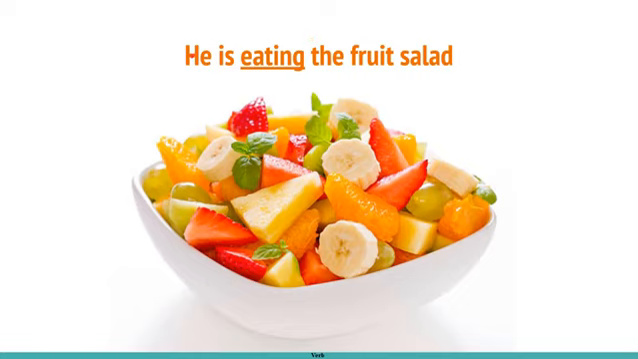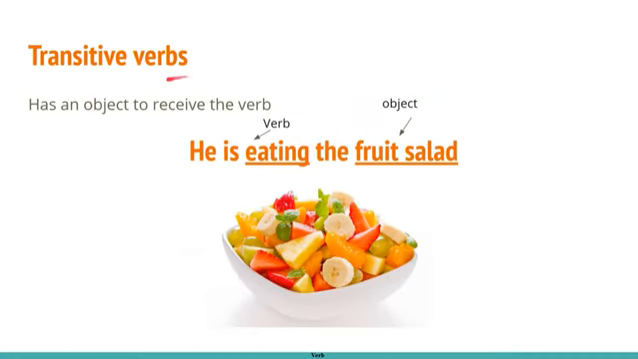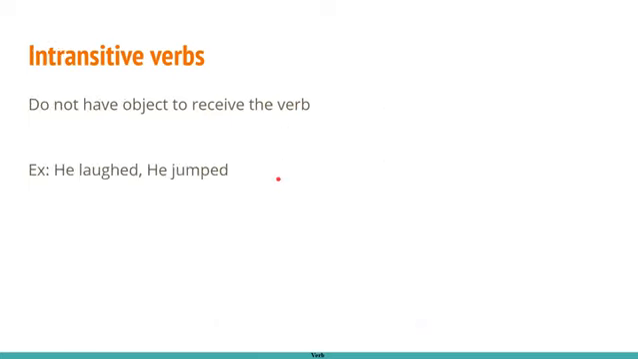Here, what is he doing? He is eating. So, this eating is nothing but a verb. Now, we are going to see what transitive verbs are. This is nothing but a verb which links with the object. So here, in the previous example, eating is linked to the fruit salad. So this kind of verb is nothing but a transitive verb.